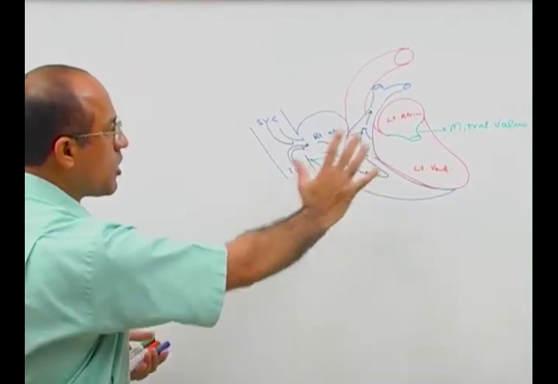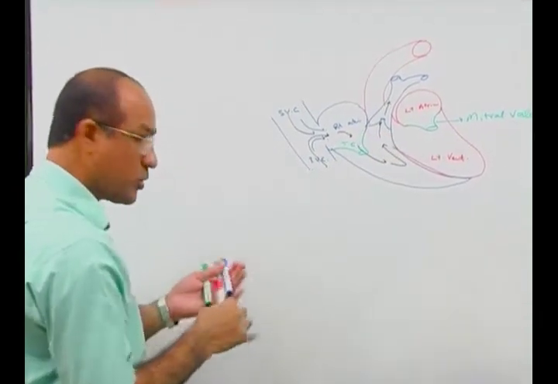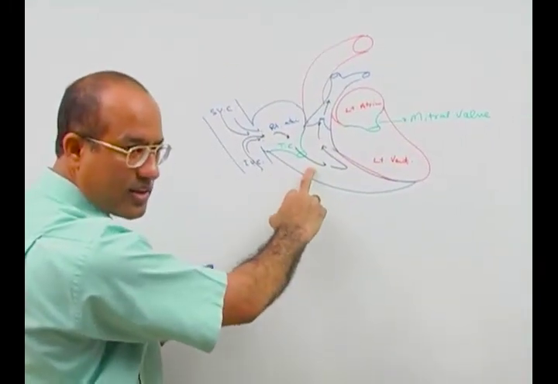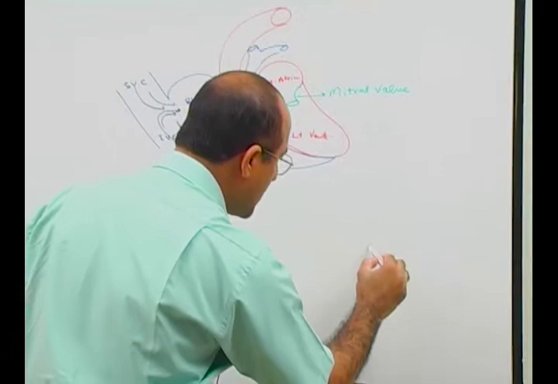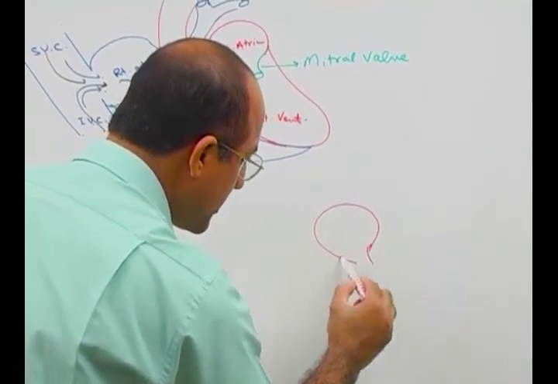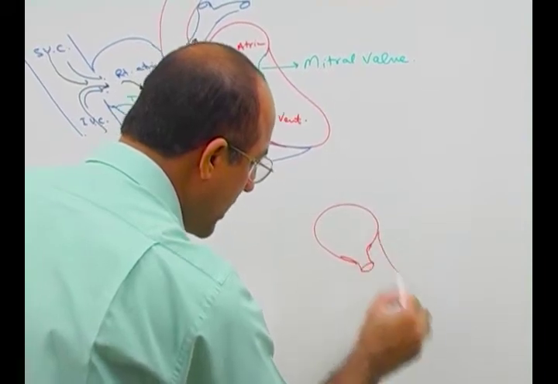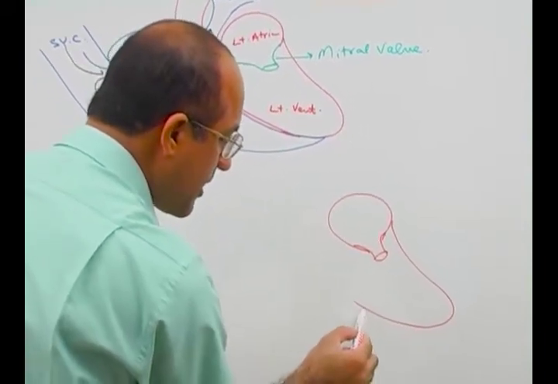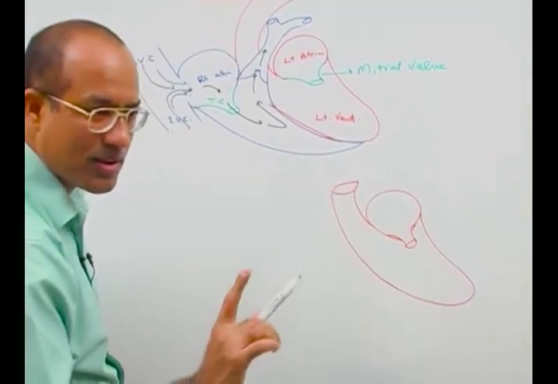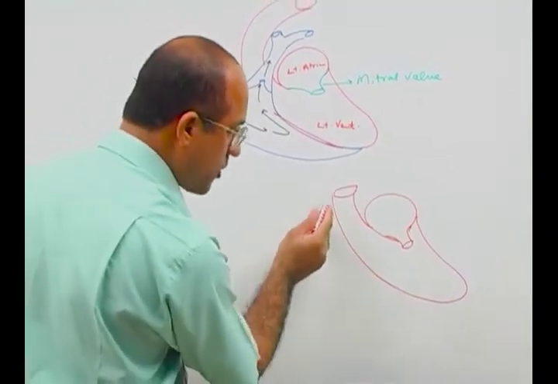Again, I will draw these components separately. Now you have to tell me. First I will draw the left heart, then I will draw the right heart. Now you will tell me, the left heart, what is this component? Left atrium. What is this valve? Mitral valve. What is this? Left ventricle. And what is its outflow? Aorta. Is that right? Outflow is aorta.